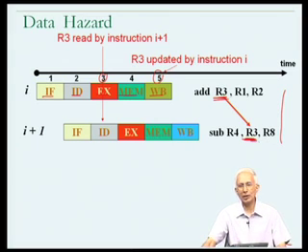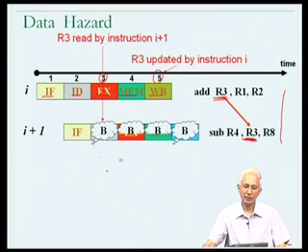Now, based on our analogy from petroleum pipelines, we realized that one way that this hazardous situation could be handled is essentially by preventing instruction I plus 1 from reading its operands in cycle number 3. In other words, if instead of allowing instruction I plus 1 to use the ID hardware in cycle number 3, I pump a bubble of air into the pipeline, and that bubble of air will progress through the pipeline in subsequent cycles.